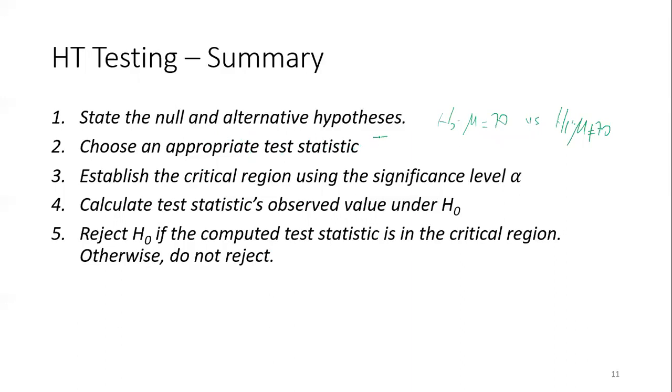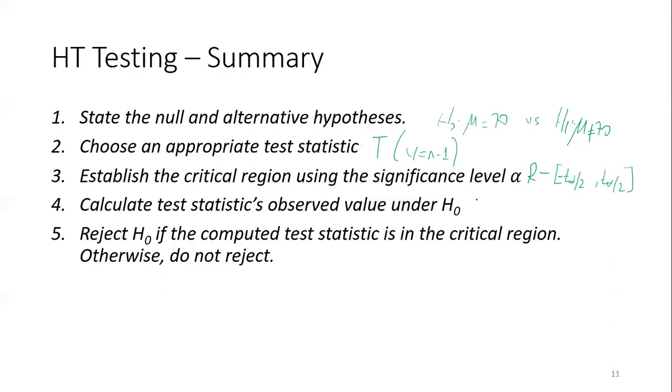Choose an appropriate test statistic. For this case, since sigma is unknown, we choose T, where the degrees of freedom is equal to n minus 1. Establish the critical region. The critical region in this case is the real numbers R minus the interval from minus T alpha over 2 to T alpha over 2. So this region is your critical region.